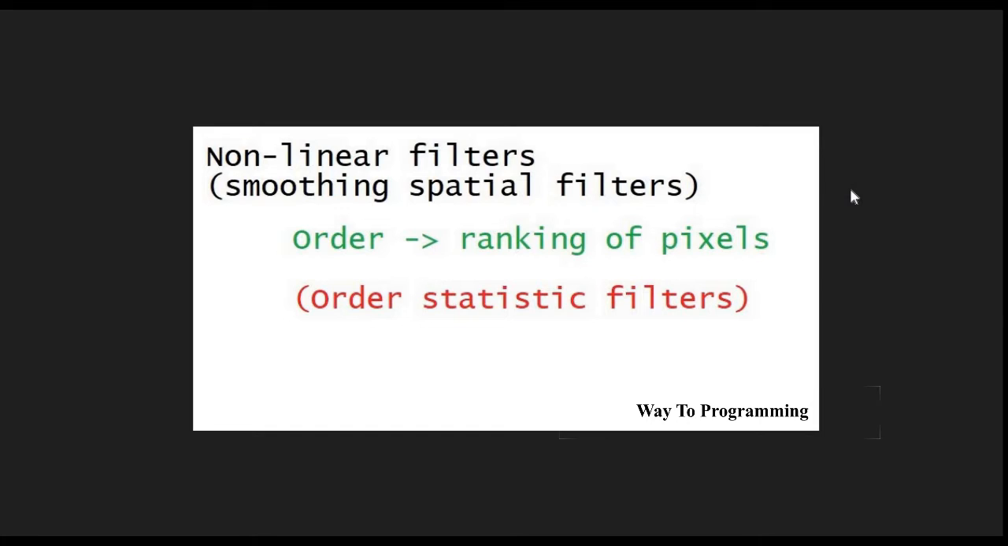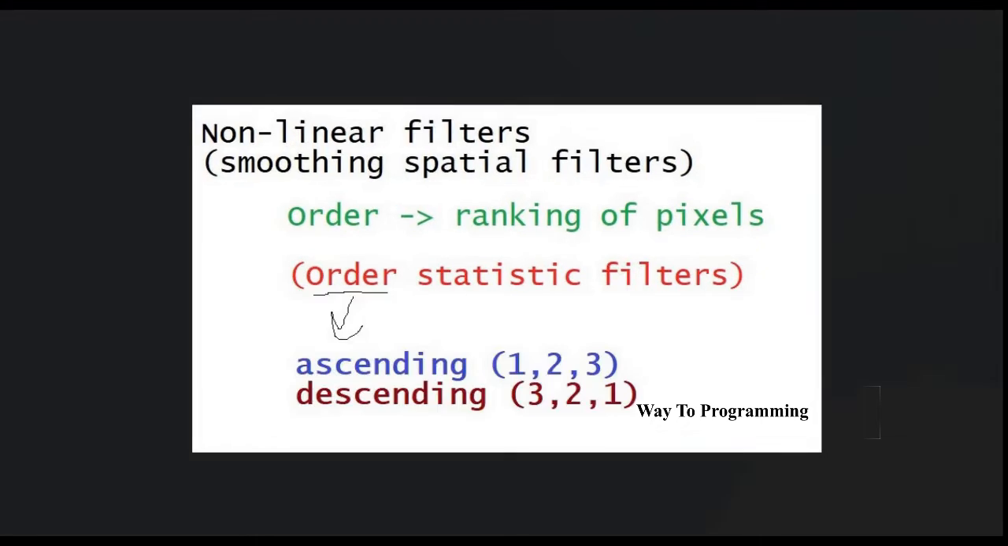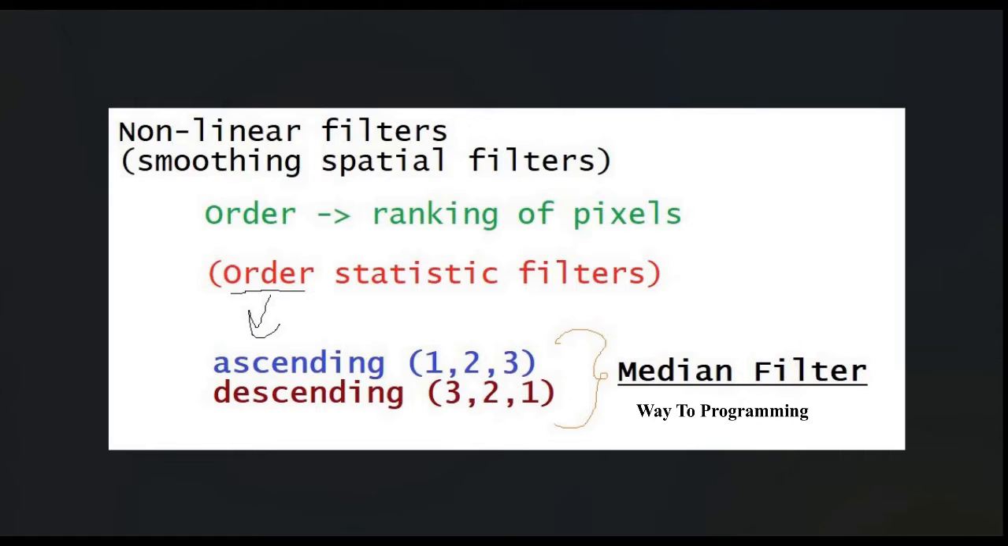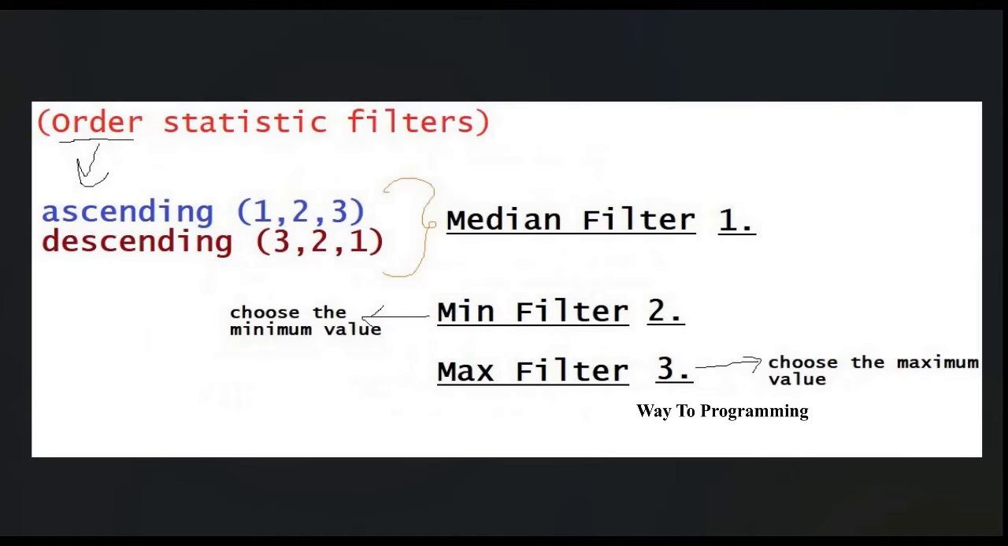Ascending order would be increasing, 1 to 3, and descending meaning 3 to 1. Based on this ascending and descending order, we have a median filter. Median, as the name suggests, will find the median using the given sequence of pixels. Then we also have the min filter and the max filter. The min filter will choose the minimum value, and the max filter will choose the maximum value.